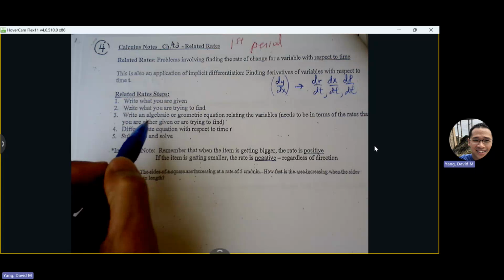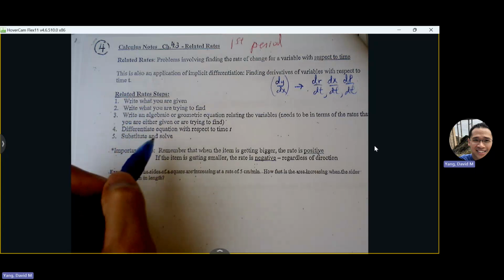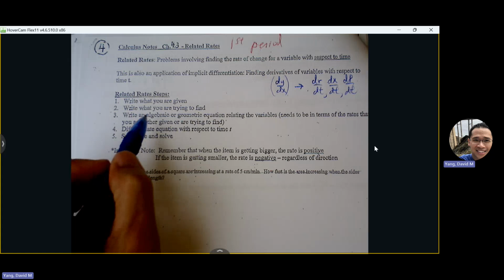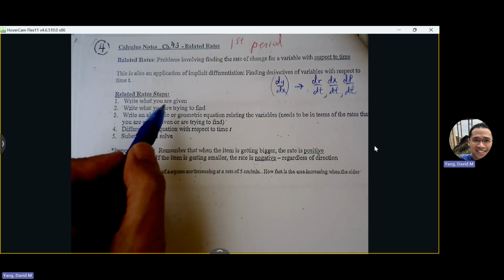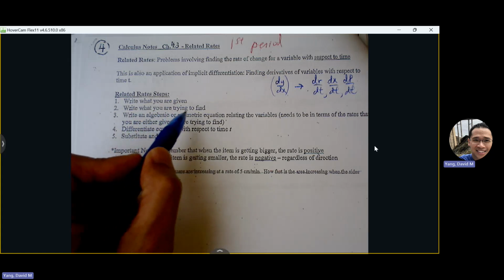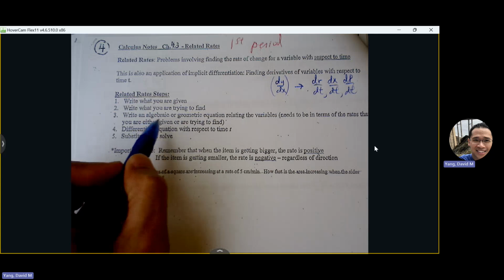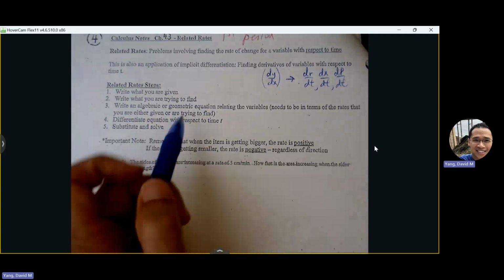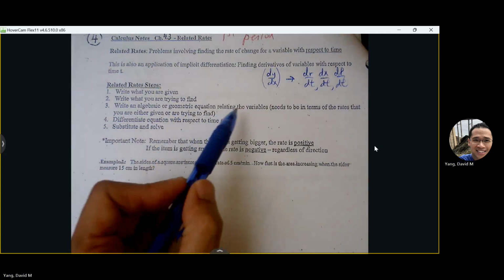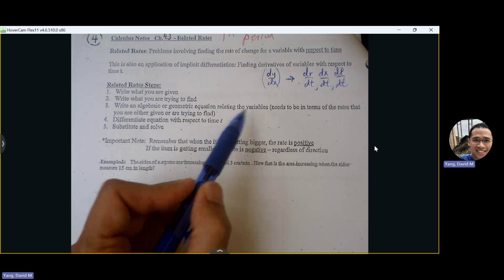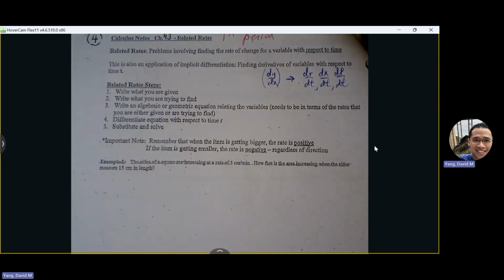So here are the steps. We may not necessarily do these steps in order, but we have to gather all this information in order to solve for the variable we're solving for. We want to be able to write out what we're given. We want to be able to write out what we're trying to find. We always want to start off with an algebraic or geometric equation that relates the variables together. So we're always going to start off with an equation that we recognize.